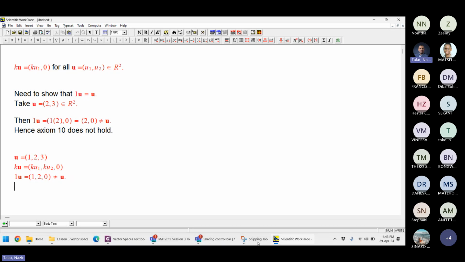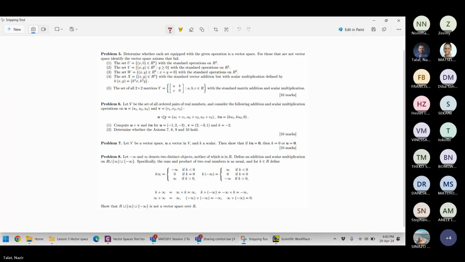So this means that the given set, all ordered triplets of R3, satisfies the other axioms, but it's not a vector space because the last axiom, 1 times u is equal to u, does not hold. Hence, we conclude that this V is not a vector space under these two operations: one is vector addition and the other is scalar multiplication.